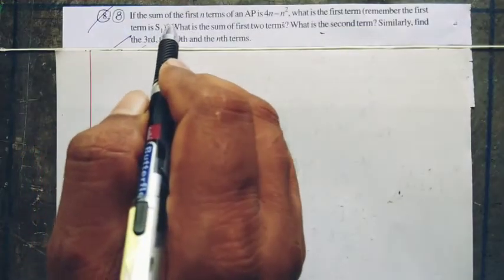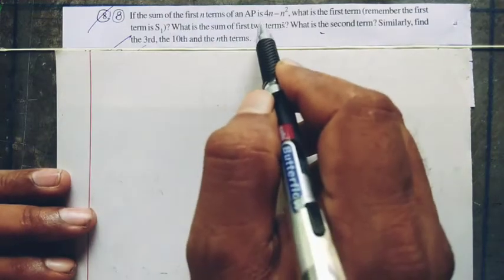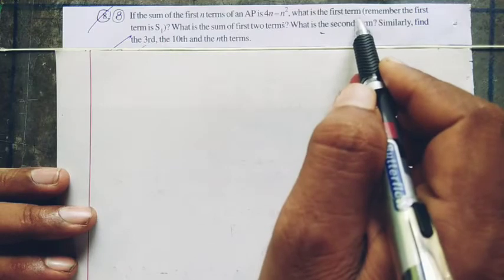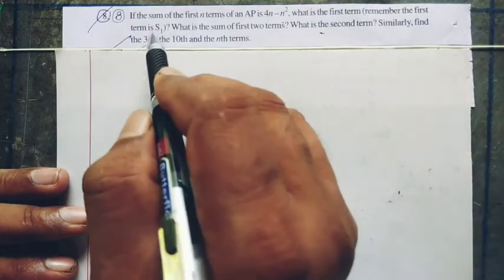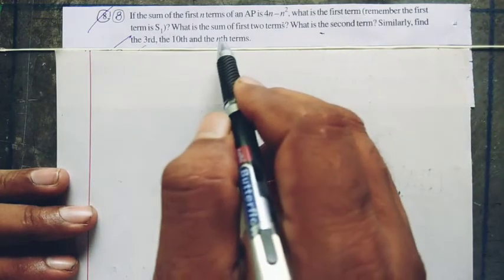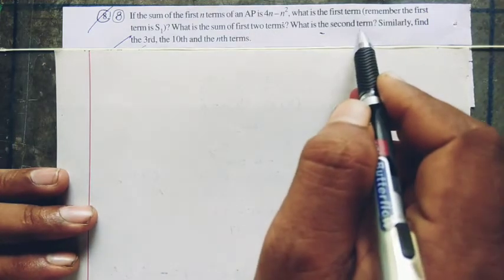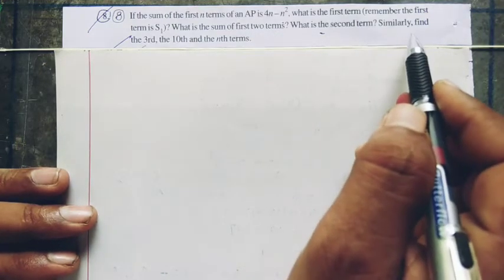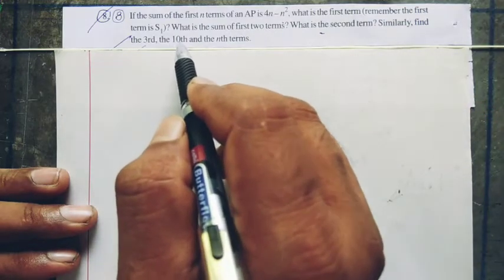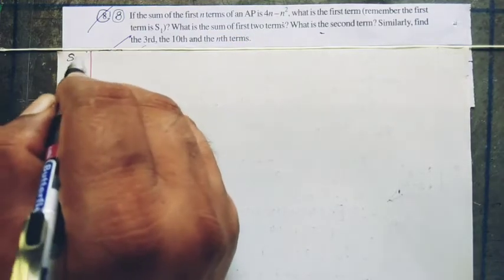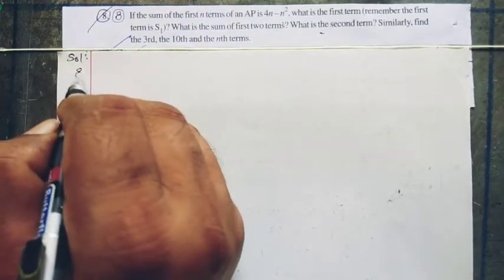Eighth problem. If the sum of the first n terms of an AP is 4n - n², what is the first term? Remember, the first term is S1. What is the sum of first two terms? What is the second term? Similarly, find the third, the 10th and the nth terms. Solution for eighth problem.